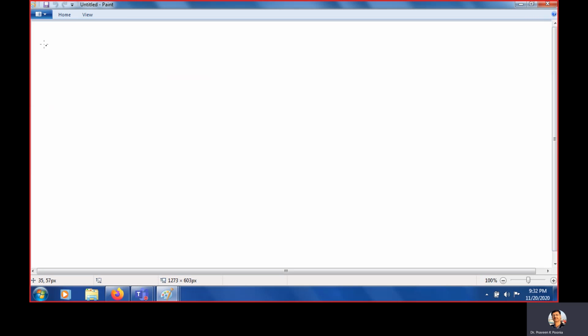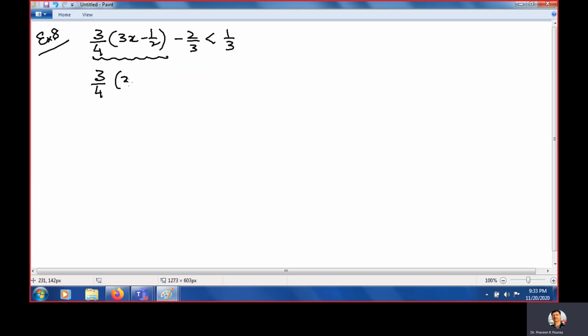Okay, so let us take the last question here, example number 8, and let us choose some difficult question. So we are choosing 3 upon 4 bracket start 3x minus 1 upon 2 bracket end, minus 2 upon 3 is less than 1 upon 3. So first of all, this is the x term. We will keep this term on the left side and shift this term. Minus 2 upon 3 will be plus 2 upon 3.